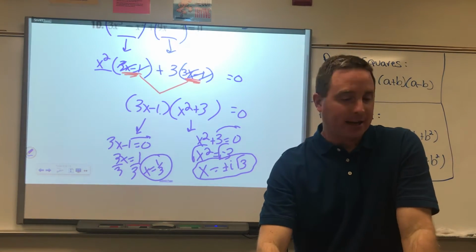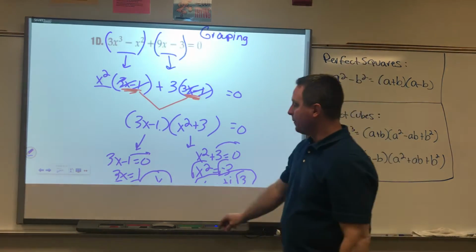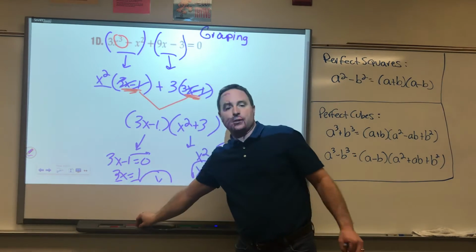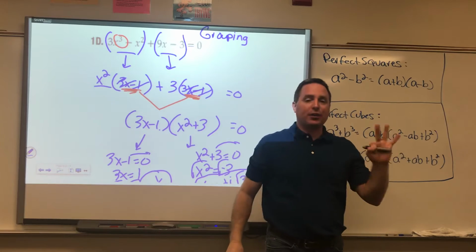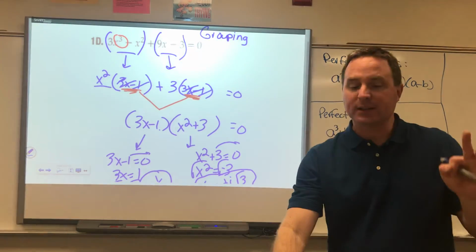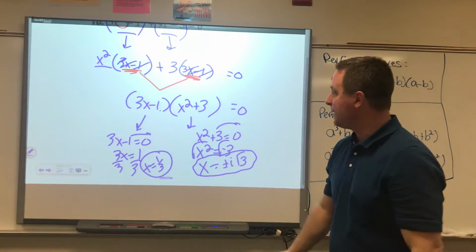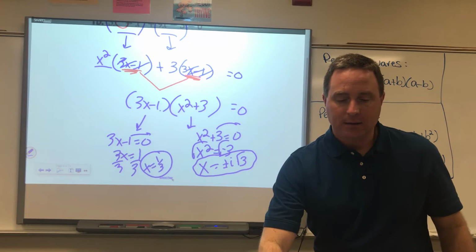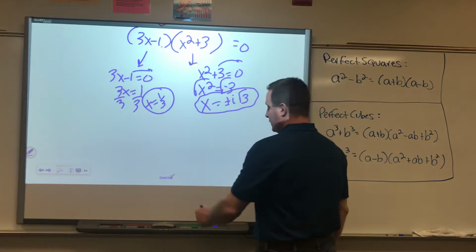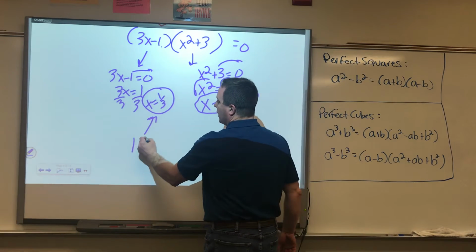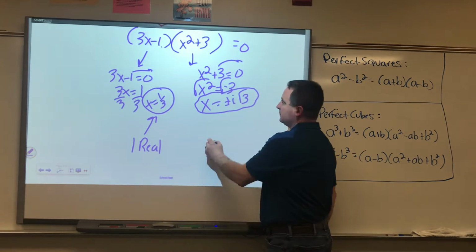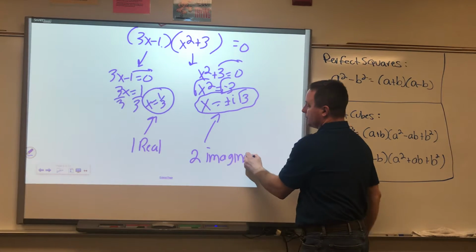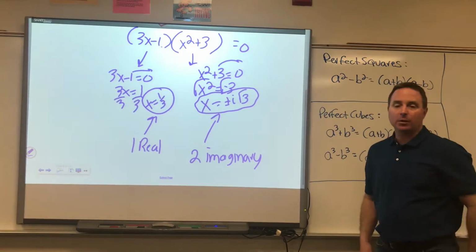And just as a double check, I should have maybe done this beforehand, but if I go back to the very beginning here, what was the degree of this polynomial? It has a degree of 3, which tells me I should get 3 solutions, or 3 roots, 3 zeros. And did I get 3? Yes, I did, down there at the bottom. Okay, and if I classify them, this is 1 real solution, and this again is 2 imaginary solutions. Okay, for a total of 3.